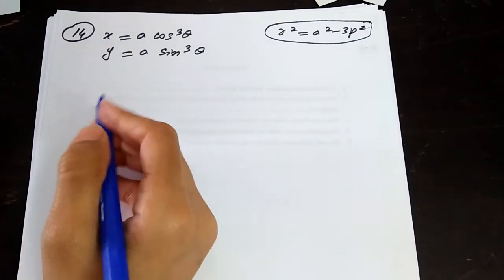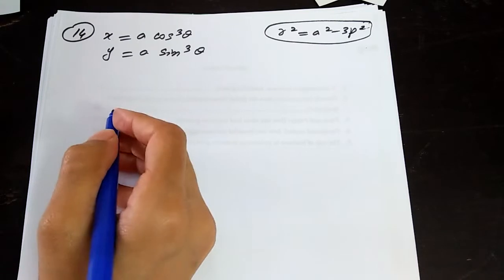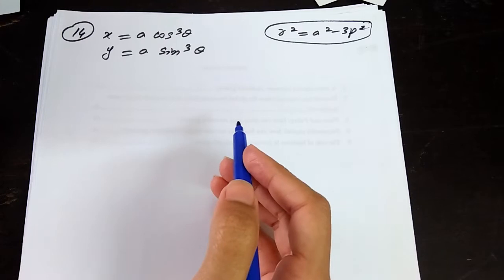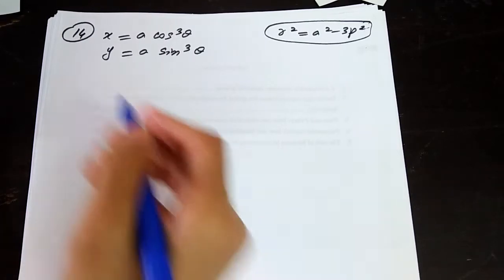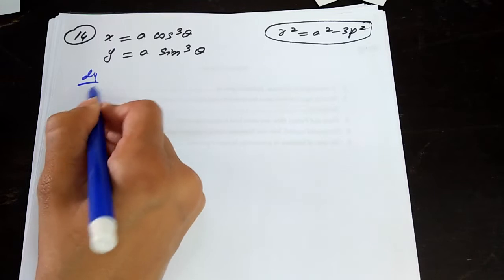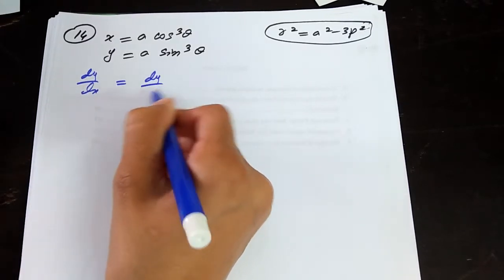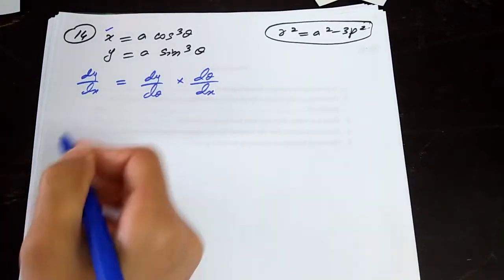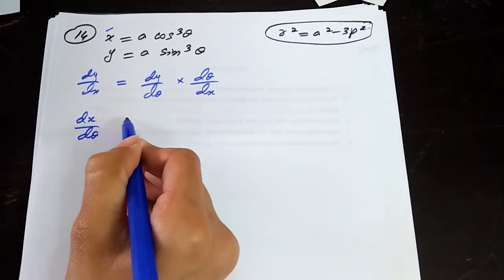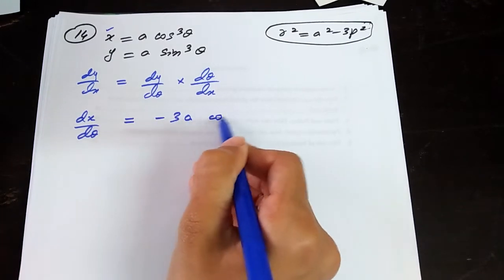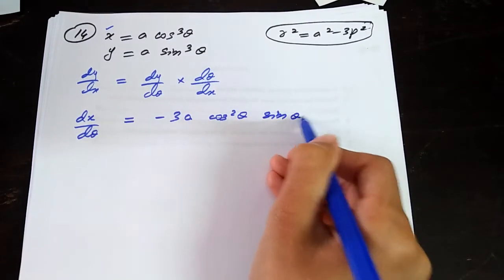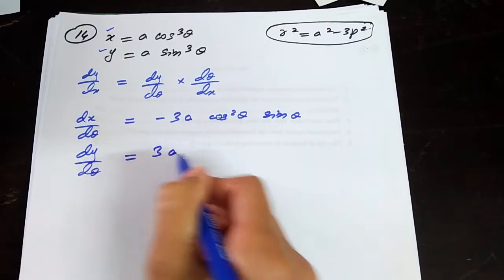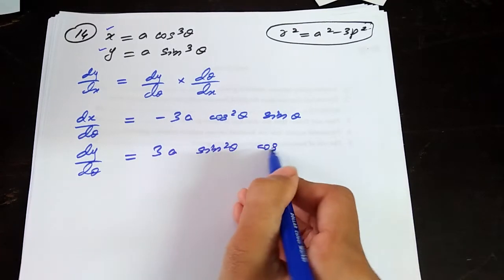First of all, you have to do what? You have to find the slope because you have to find the equation of tangent. For finding the equation of tangent, you need the slope of tangent, and for that purpose, you need dy by dx. That is equal to dy by d theta into d theta by dx. So from this x, we need dx by d theta. That will be equal to minus 3a cos square of theta sine of theta. And from y, we can find dy by d theta, that is equal to 3a sine square of theta cos of theta.